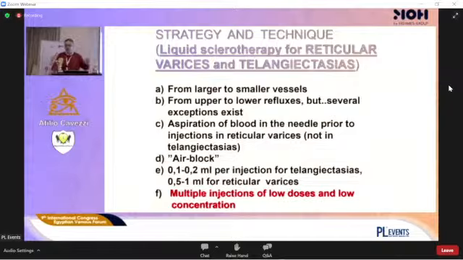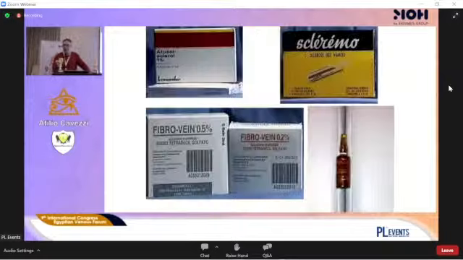And then again, minor concentration, minor doses, which means, for example, 0.1, 0.2 milliliter for telangiectasia and 0.5 or 1 milliliter for reticular varices. So overall, I would say multiple injections and low doses at low concentration. This is a kind of basic rule when we deal with minor varicosities.